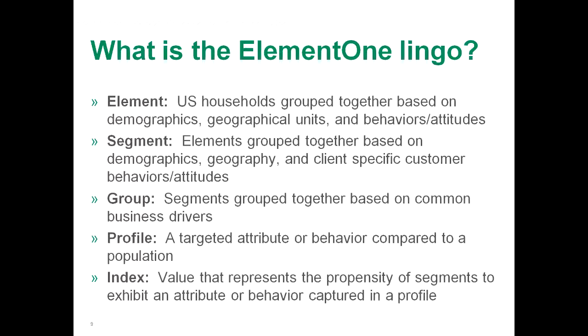We already talked about elements. Elements are how all those U.S. households are grouped together based on the demographics and geographical and behavioral information we talked about. Those roll up into segments. The segments are really just those elements grouped together on client-specific behaviors and attitudes, as well as underlying demographics that go into that.